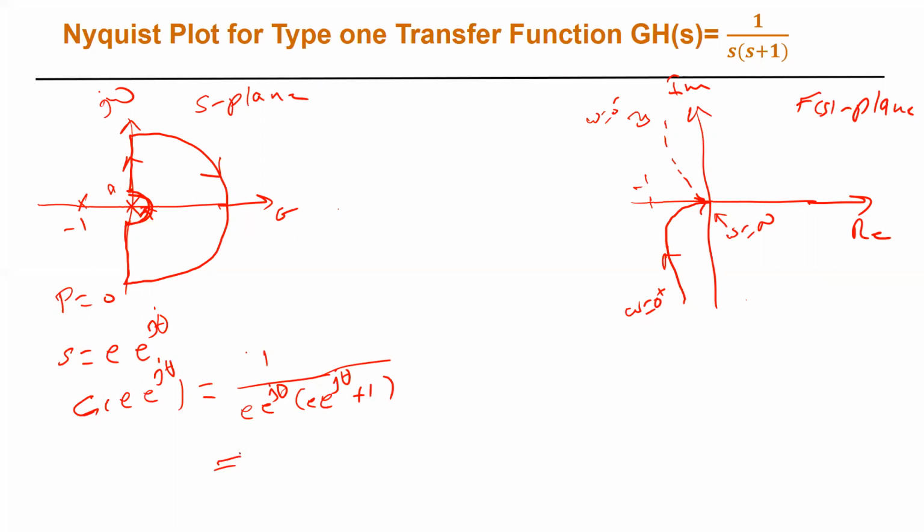This is approximately equal to what? Can I approximate in here? Look at this term. This is 1 and this is rho. We can ignore this term. So basically, this is going to be 1 over rho e to the j theta, which equals 1 over rho, and the angle will be minus theta. So in this area, I'm doing the approximation.